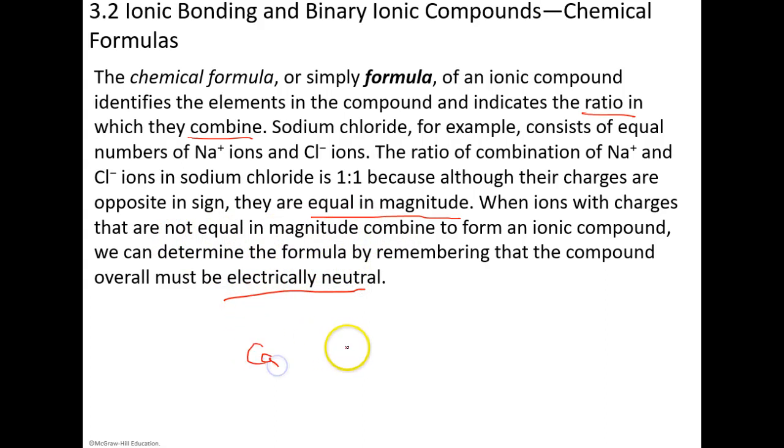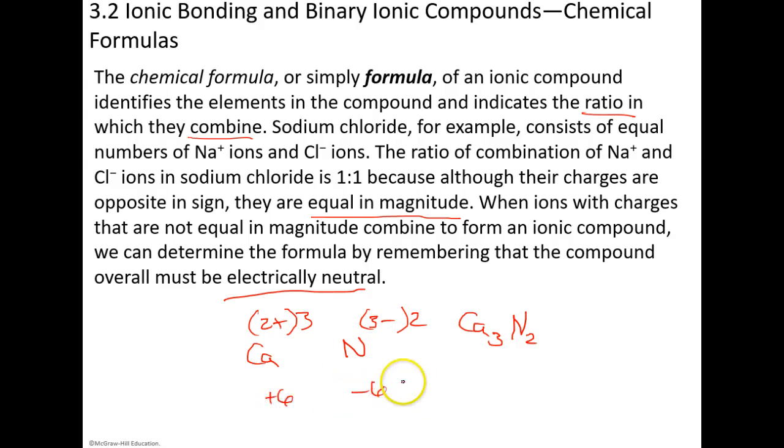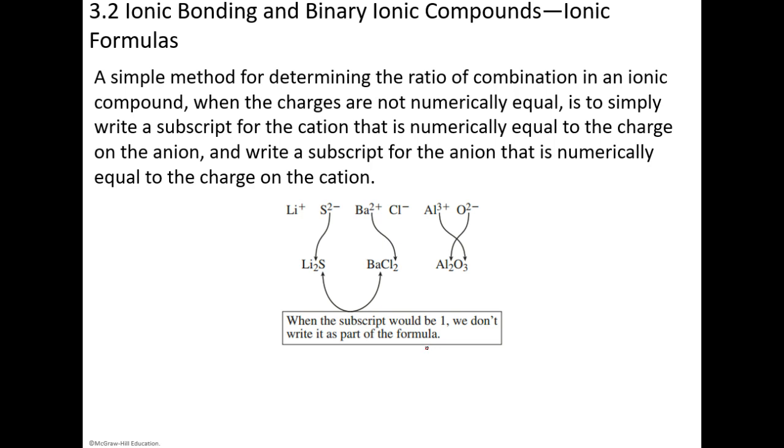If we take calcium and add it to nitrogen, calcium has a 2+ charge, nitrogen has a 3- charge. So we have Ca3N2. That will cancel everything out. If you multiply this by 3 and this by 2, you'll get a +6 here and a -6 here for an overall neutral charge. Here is the crisscross applesauce method; they're showing it to you. So lithium and sulfur, you see how the 2 goes down to there, the 2 there goes on the other side, the 3 goes there, the 2 goes there. It's just showing you again the method I already talked about.